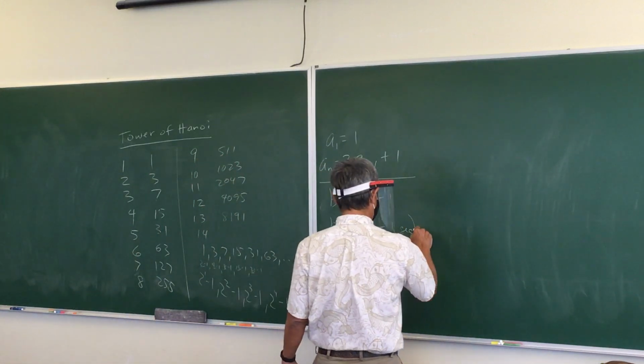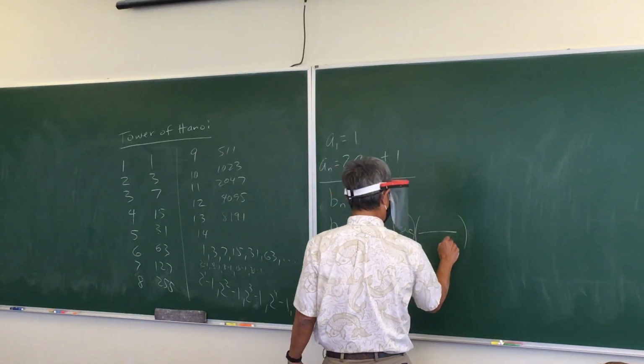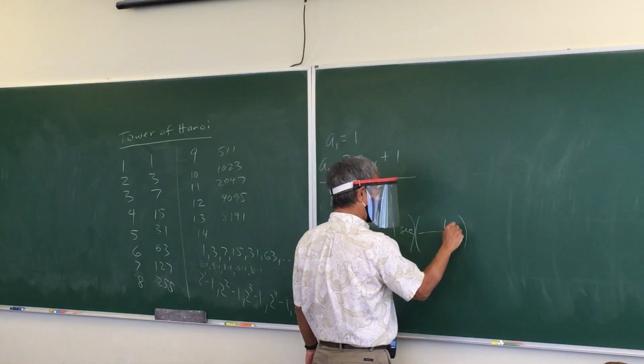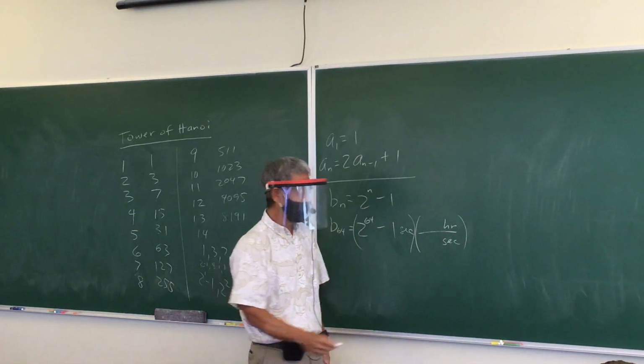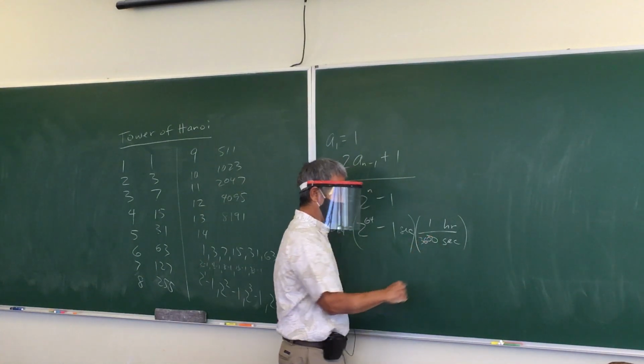Let's do some dimensional analysis. How do I convert seconds into hours? So we need seconds on the bottom and hours on the top. And from physics, you guys know this already, right? 1 hour is 3,600 seconds, right?